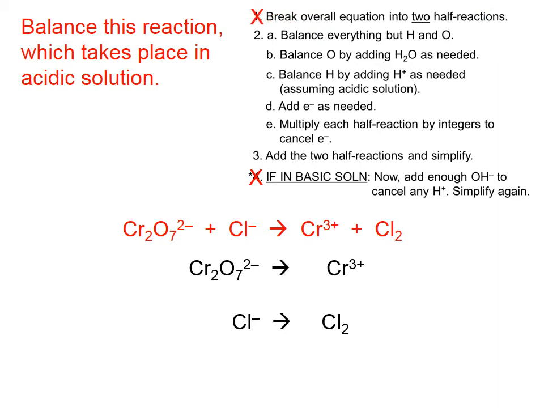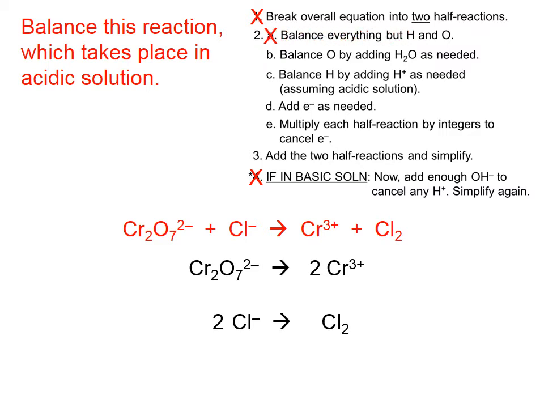We're going to balance everything but H and O. We're going to put a 2 in front of the chromium-3 ion because we have 2 chromiums here, and we're going to put a 2 in front of the chloride ion because that balances the chlorine atoms. So that step is done.